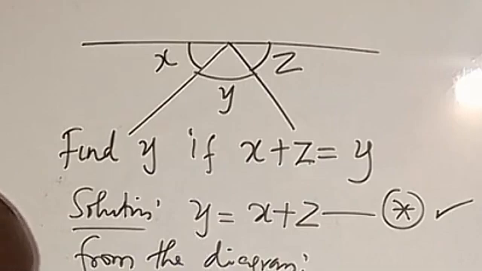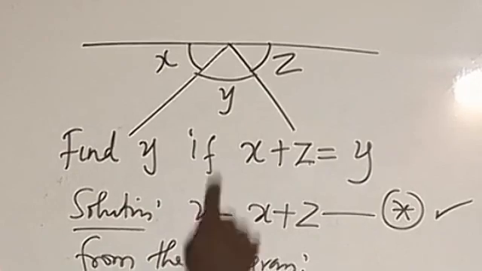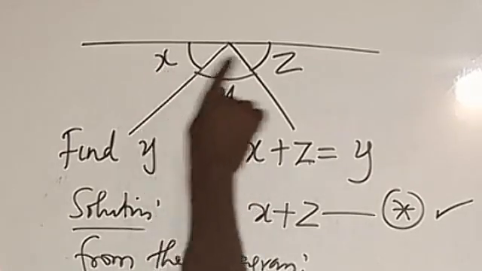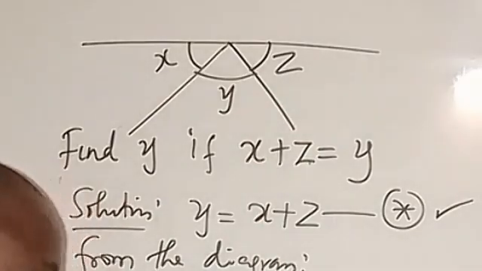So therefore y is 90, and x plus z will also be 90 degrees. Can you see? And that satisfies. If y is 90 degrees and the question said x plus z is y, so if this place is 90 degrees, and we add this and this together, they must give us 90 degrees, right? And that is the solution.